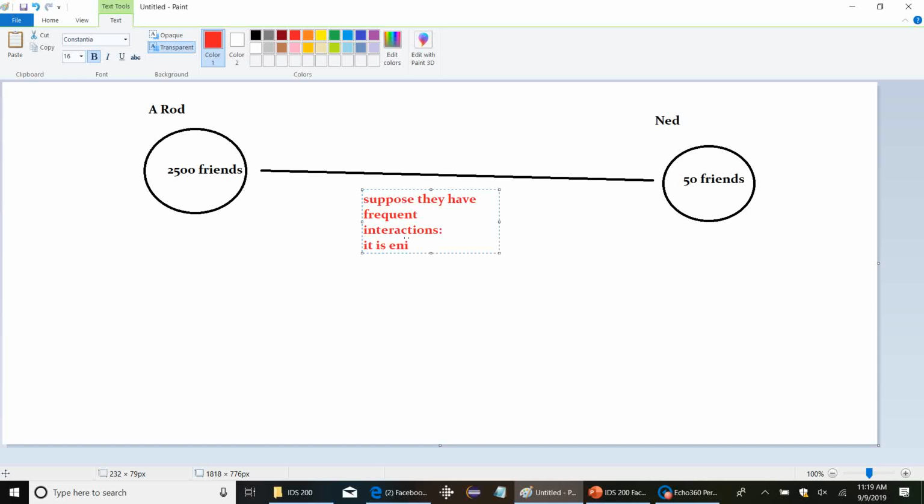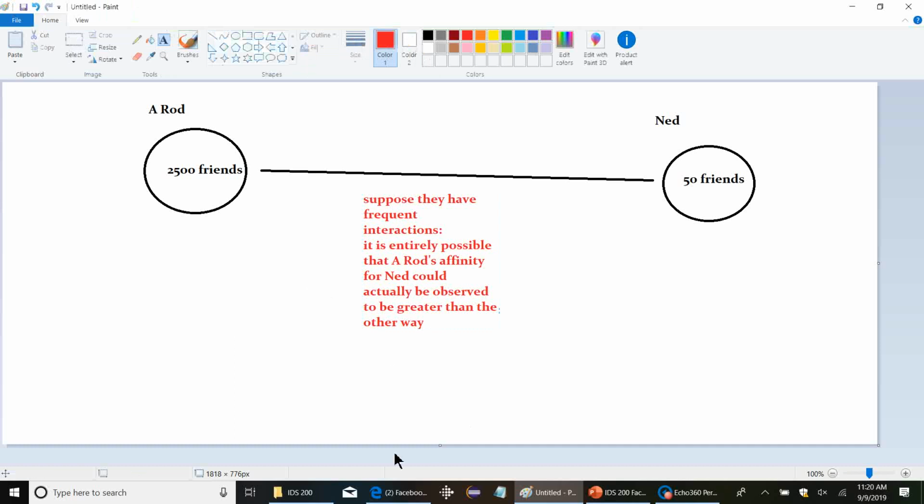It is entirely possible that A-Rod's affinity for Ned could actually be observed to be greater than the other way, right? If A-Rod is commenting on a lot of Ned's stuff and A-Rod is really interested in what Ned's doing and he's sending a lot of messages, right? Facebook might say, wow, you know what? Even though you have 2,500 friends, Ned is a bigger part of your world than you are of Ned's, right? It is possible. Okay, so again, key takeaway, affinity is not symmetrical, right?